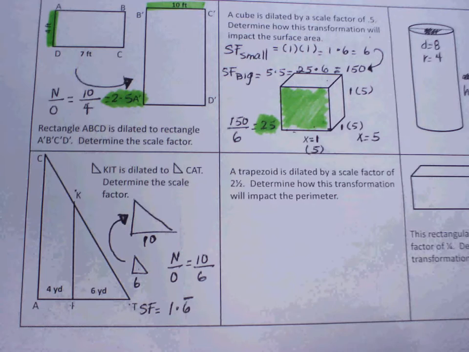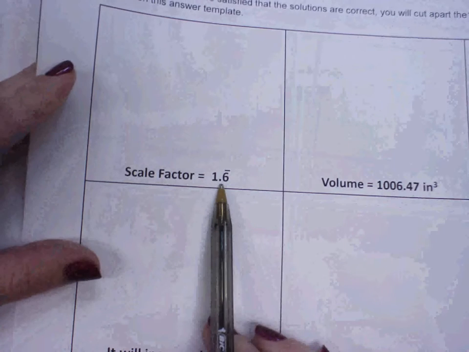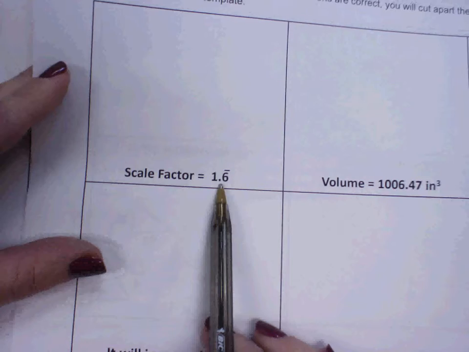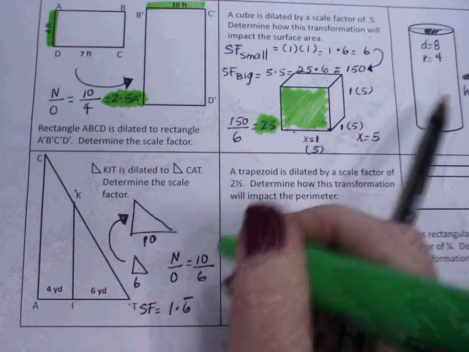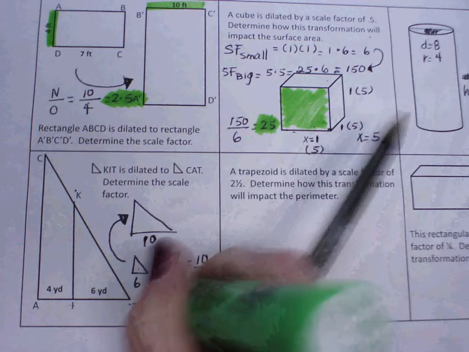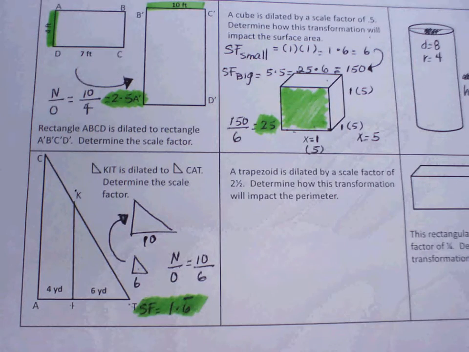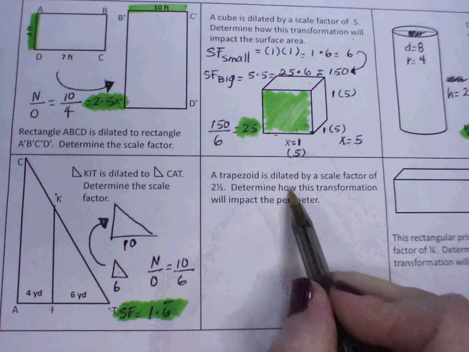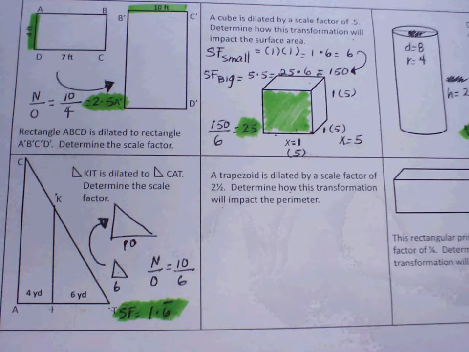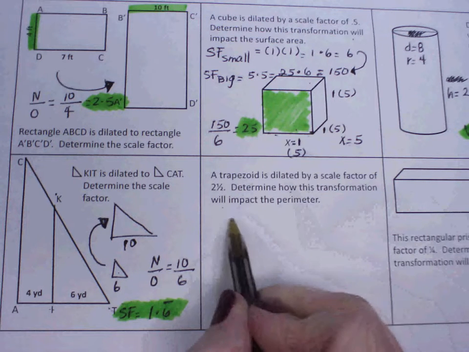All right, so let's see where we can find it. Scale factor. Oh, there it is. Scale factor 1.6. You see it? Yes? All right, let's highlight it. All right, next one. A trapezoid is dilated by a scale factor of 2.5. Determine how this transformation will impact the perimeter.